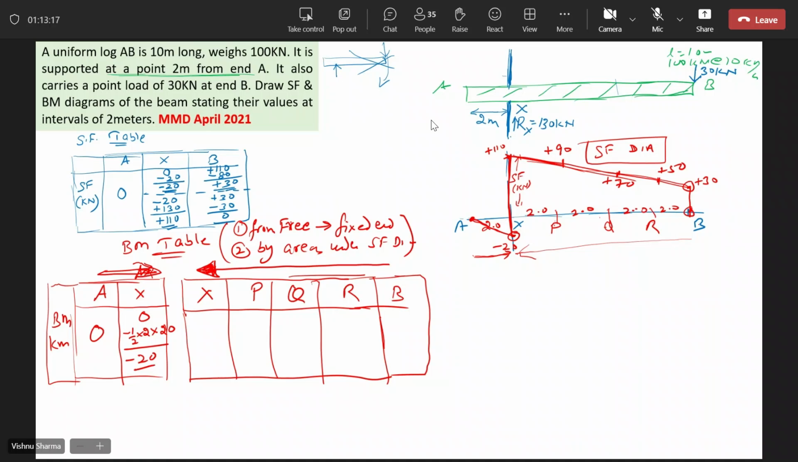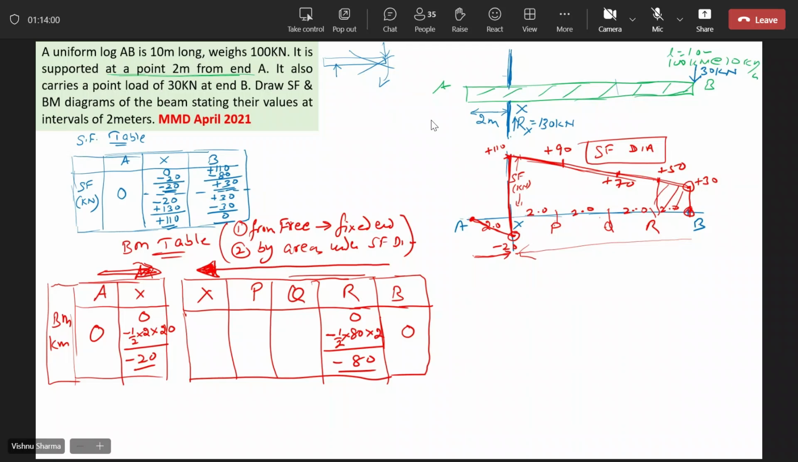Now we have to come from right to left. What will be the bending moment at B, guys? 0. Pay attention. Now we are going from right to left. I carry forward this 0. What will be the change from B to R? Will it be plus or minus? Minus. And which area? Area of this trapezium, correct? So minus half into the sum of the parallel sides, 50 plus 30, into 80 into 2. So it is minus 80. Am I right, guys?